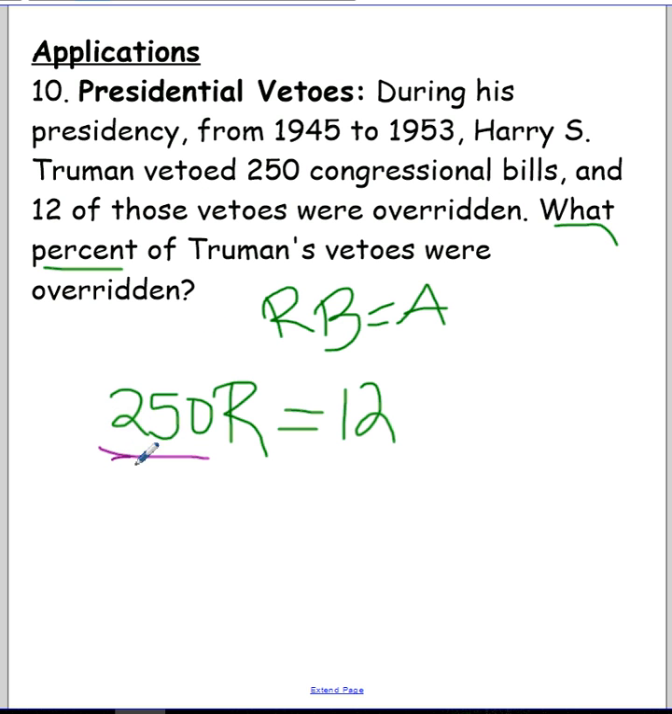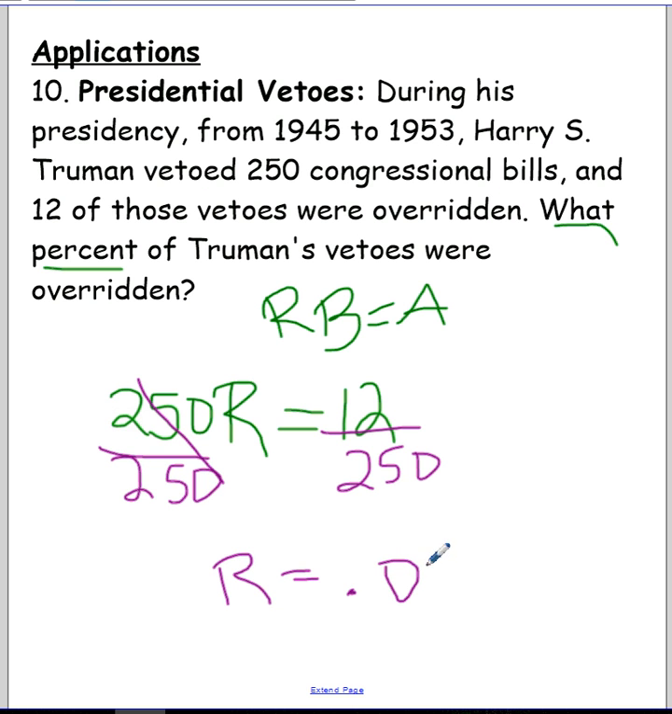So let's divide to get R by itself, to get rid of the 250. So our rate is the same as 0.048. We good? No, forgot something, didn't we? So it asks what percent. So we need to go ahead and move our decimal and say that that's the same as 4.8%. Don't forget that little extra there at the end that you have to do.